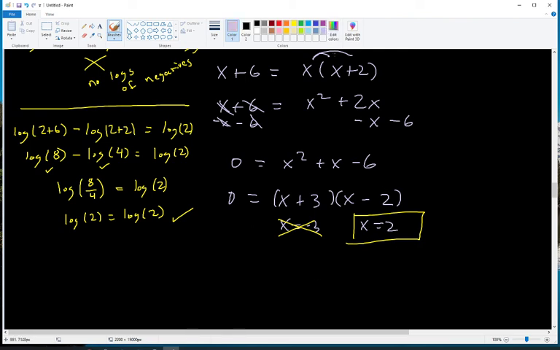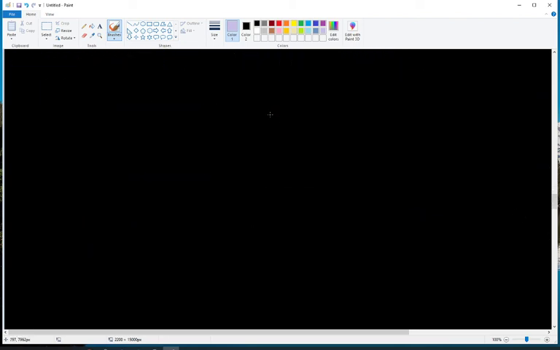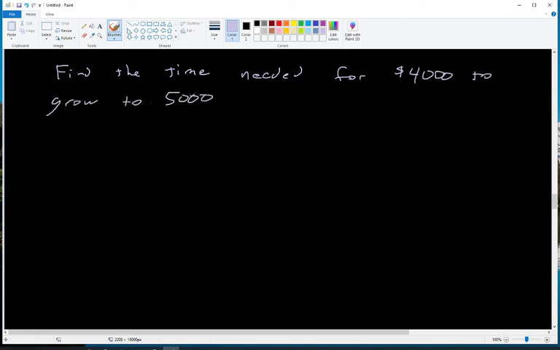Okay, let's look at the final one here from this section, then say that that's good enough. We want to find the time needed for $4,000 to grow to $5,000 at, we'll say, 3% compounded monthly.